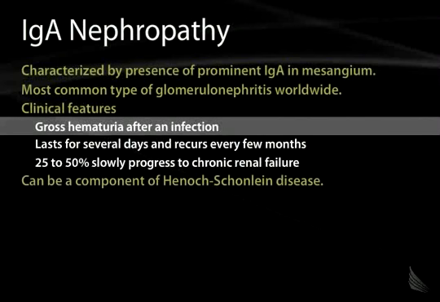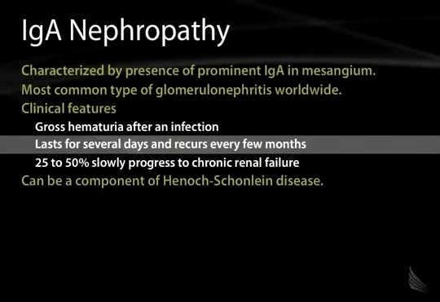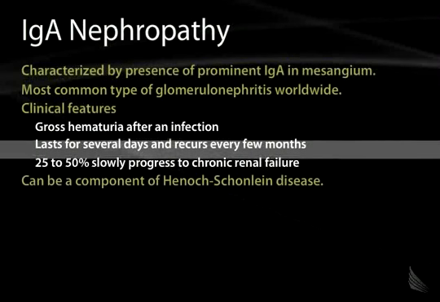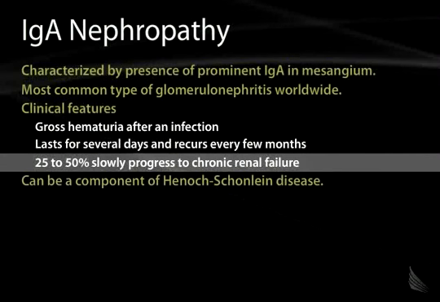So microscopic hematuria is where you can't see it, but the red blood cells are there microscopically. Gross hematuria, the urine will actually be red. That is, the patient will be able to see blood in their urine. Now, this will often last for several days. It may have a relapsing and remitting course where it recurs every few months. And about a quarter to a half of these patients will slowly progress to chronic renal failure.